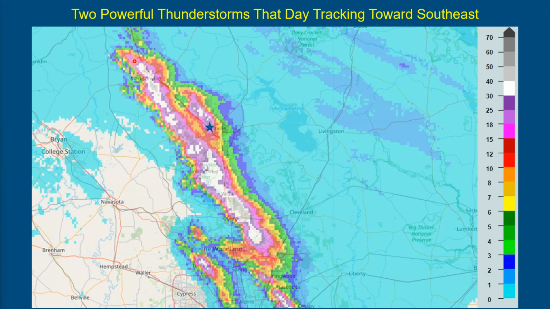There was also another storm that tracked down from Madisonville through Montgomery County, Willis, all the way down through Conroe. This was a very significant storm as well. It did a lot of damage to some of those areas.